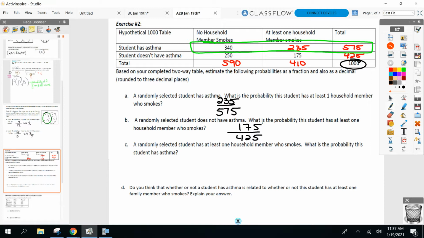Guys, do you see our denominators are changing and why they are? All right, not out of 1,000 anymore because I'm just picking from a select group now, not the entire group. And last one here because I'm not going to do part D. A randomly selected student has one household member who smokes. So now I'm picking from the students who have at least one household member who smokes. So not out of 1,000, not out of 575, not out of 425. How many students fit in that category I'm going to pick from? At least one household member who smokes. How many?